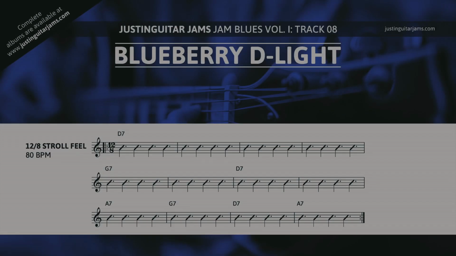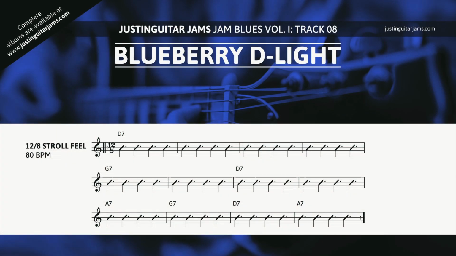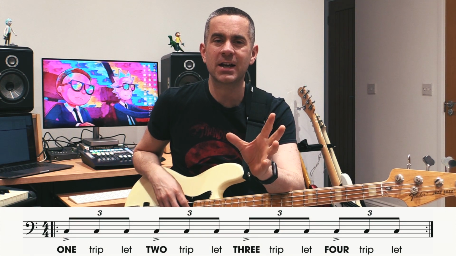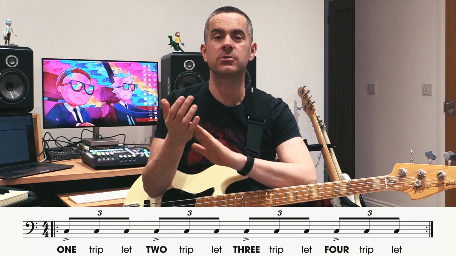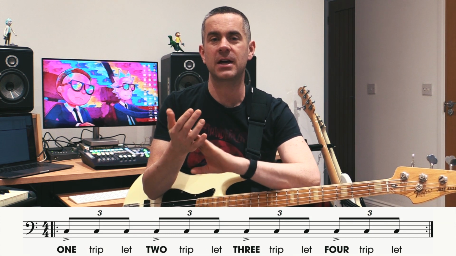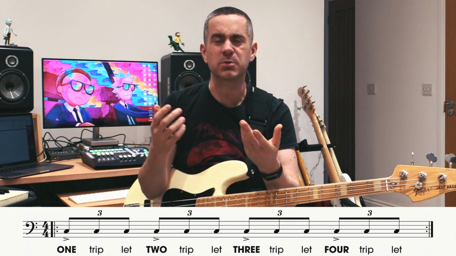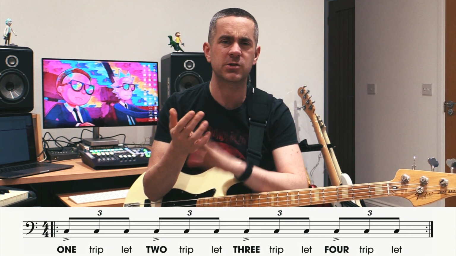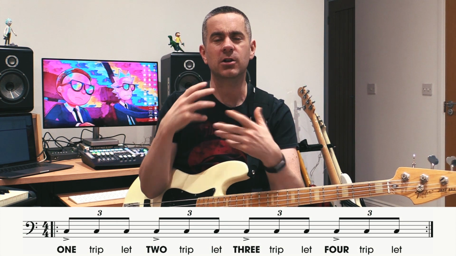Here's an example of a Blueberry Hill style backing track I made with Justin Guitar Jams. I'll just give you a little chunk of it so you can hear a really obvious triplet bass groove. So you can hear in that how each beat is split up into 1 triplet, 2 triplet, 3 triplet, 4 triplet. If it was straight, it would be going 1 and 2 and 3 and 4. So they're quite different feels.